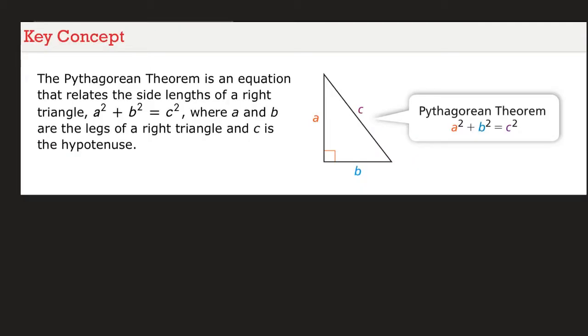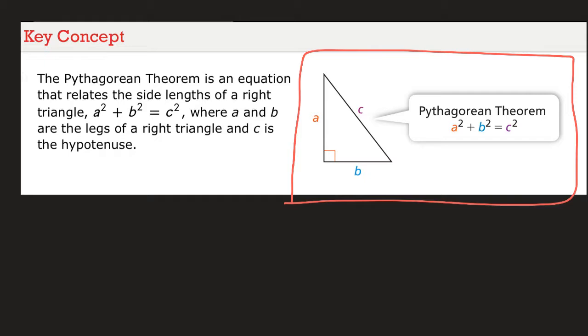Okay, last thing for today, I want to review the key concept. I would like you to draw this, please, as the final thing on your notes, because this is super important to know what goes where. The Pythagorean theorem is an equation. It's an equation because it has an equal sign that relates the side lengths of a right triangle, a squared plus b squared equals c squared, where a and b are legs of the right triangle and c is the hypotenuse.